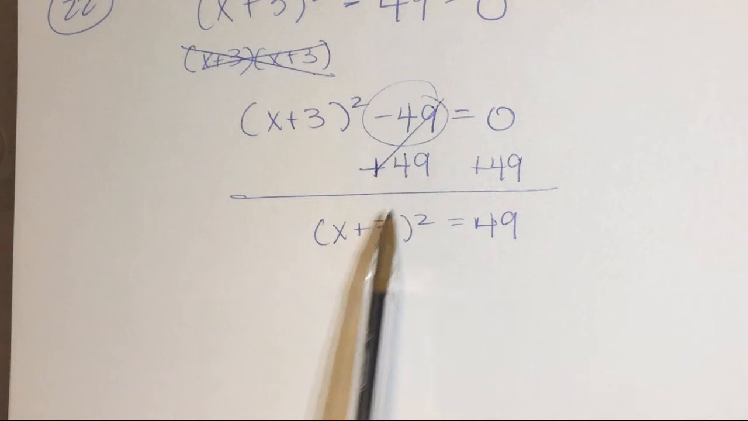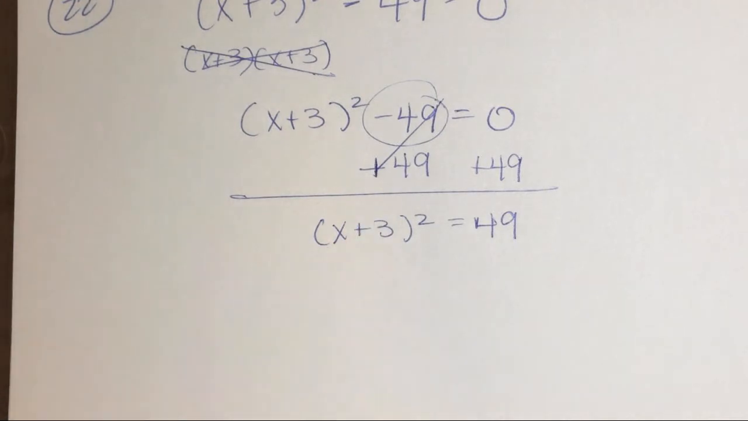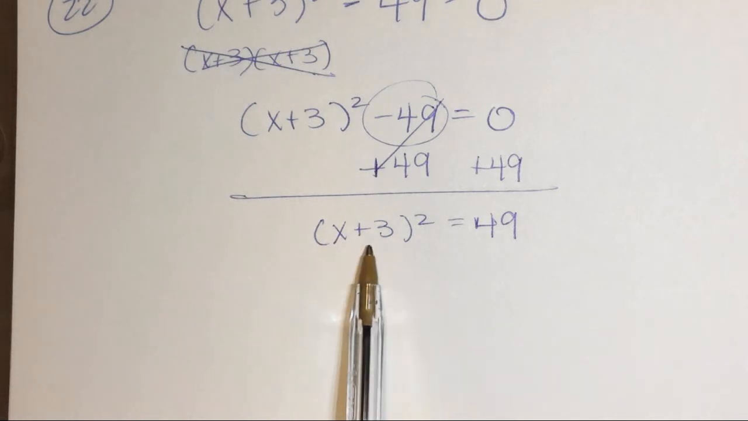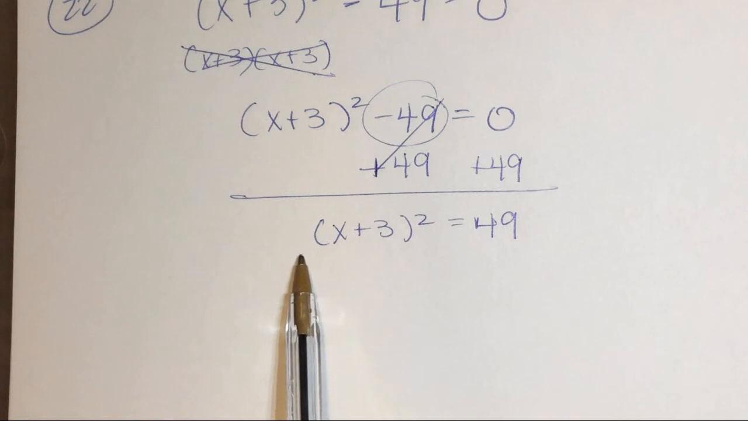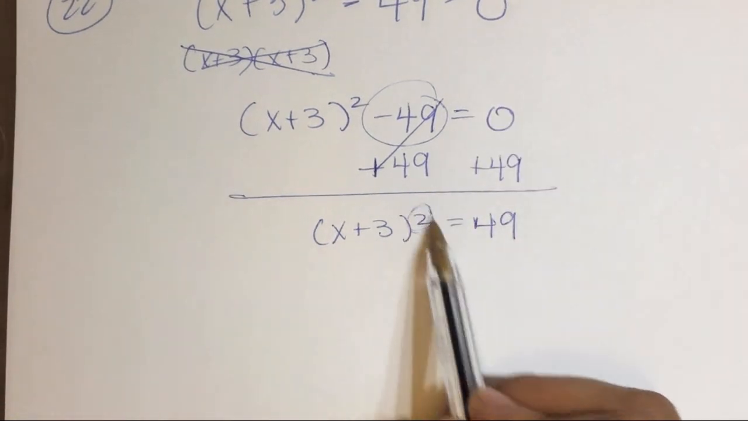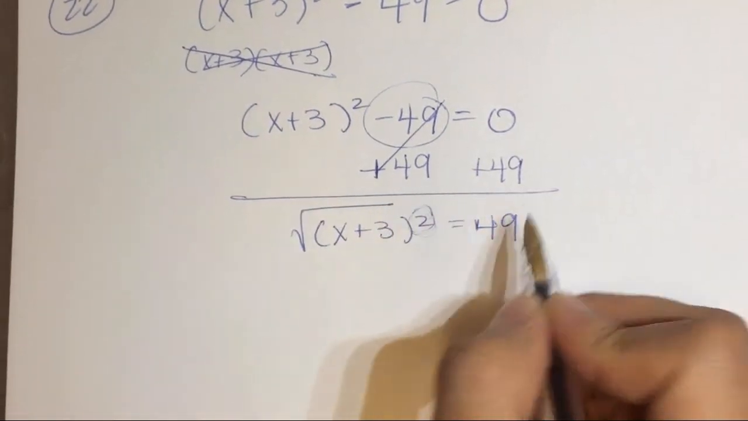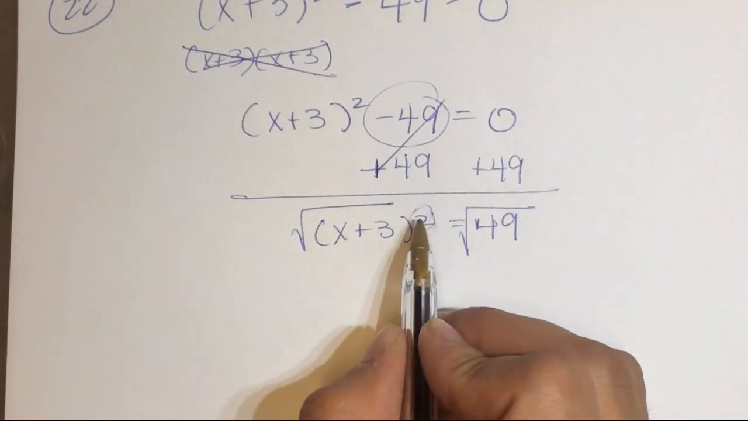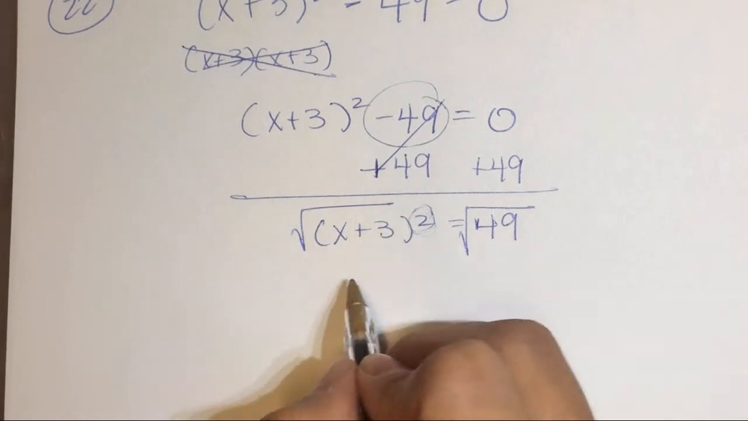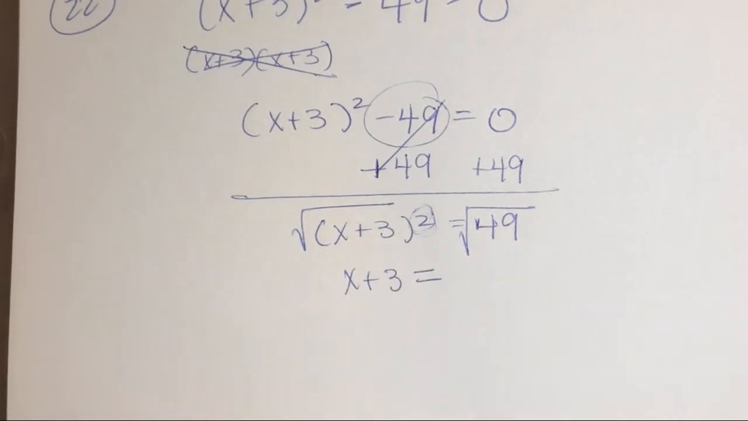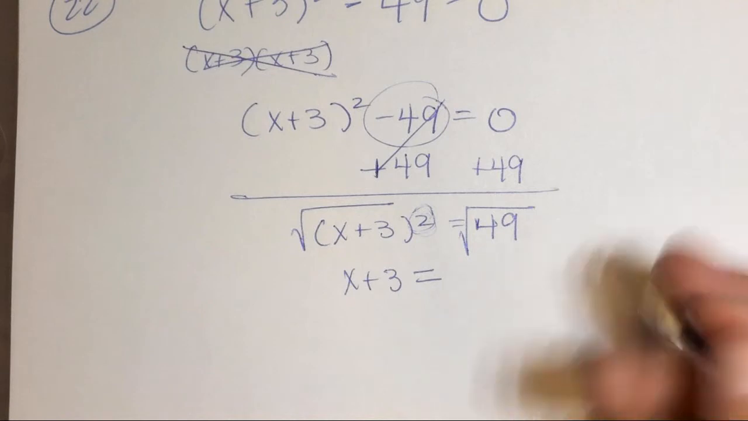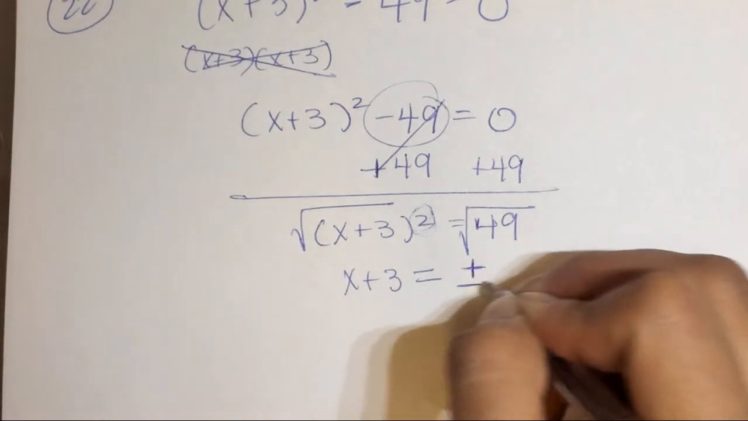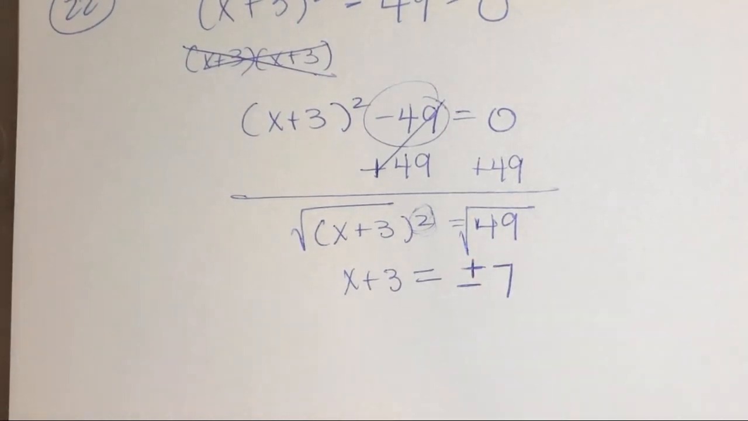Now I want to get rid of this x, but the problem is it is attached to the 3. So I can't subtract anything yet because it's attached to the 3 and the whole thing is being squared. So I need to get rid of this squared function. I'm going to take the square root of both sides, and the square root and the square are going to cancel. So I get x + 3 equals, and now the square root of 49 is plus or minus 7.